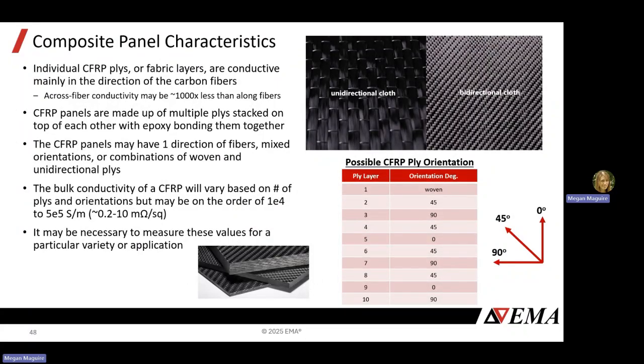For your composite panels, as I said before, you have multiple plies that are conductive mainly in the direction of the carbon fibers. So cross fiber conductivity can be extremely low. But if your plies are in different directions, you have the benefit of being able to assume an isotropic conductivity. The bulk conductivity of CFRP, though, will vary with the number of plies and the orientations. Typically, a good value to assume, if you don't know, would be say 1e4 Siemens per meter, but it may actually be as high as 5e5 Siemens per meter. But this is something you'd probably want to test as an input for your model.